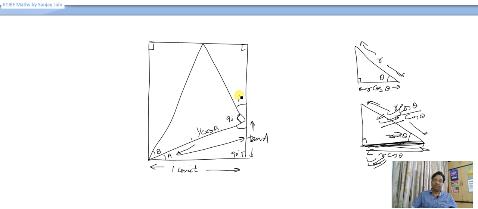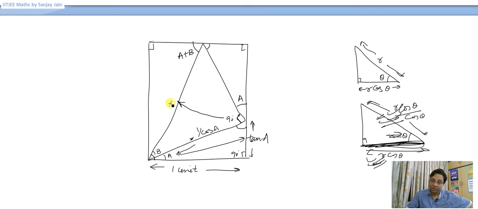So this angle will be A. And this angle is 90 minus A. We already know this complete angle is angle A plus B. So this angle is going to be A plus B. Now see, this side is 1 upon cos A. Then what will be this hypotenuse?